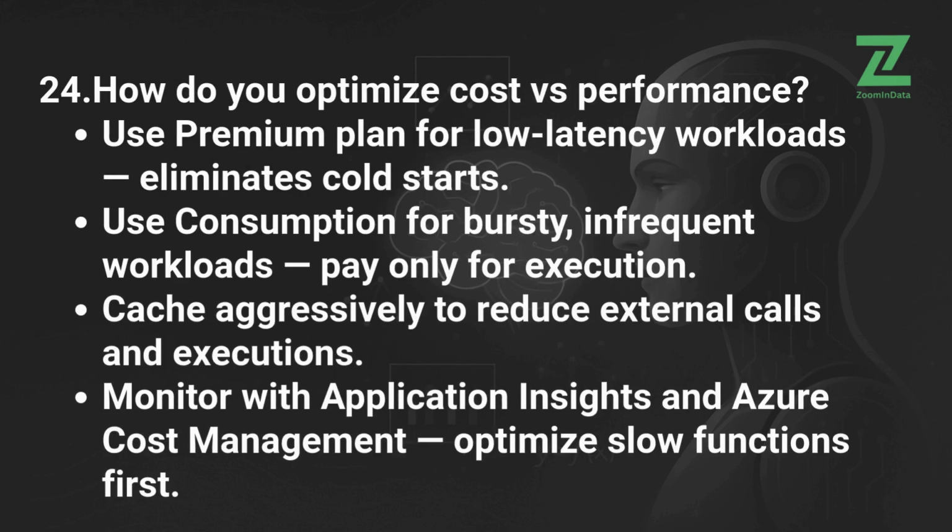How do you optimize cost versus performance? Use premium plan for low latency workloads, eliminates cold starts. Use consumption for bursty, infrequent workloads, pay only for execution. Cache aggressively to reduce external calls and executions. Monitor with Application Insights and Azure Cost Management. Optimize slow functions first.